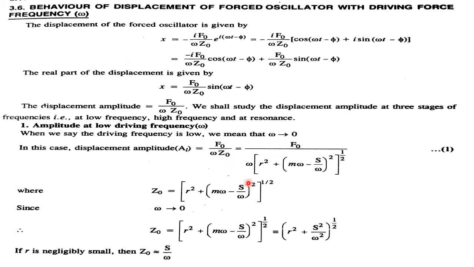When I apply this over here, what does it mean? When your driving force frequency is approximately 0, your amplitude basically gives you the value as, because you know that m omega will give you the 0 value, whereas s upon omega cannot be taken as 0, which will be equal to (r square plus s square upon omega square) whole raised to the power 1 upon 2. If we say that r is negligibly small, then your value of z naught is approximately equal to s upon omega only.